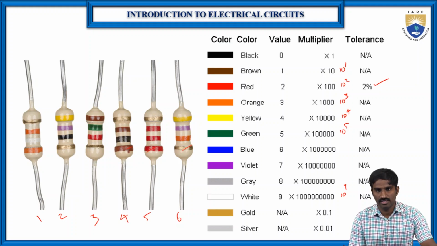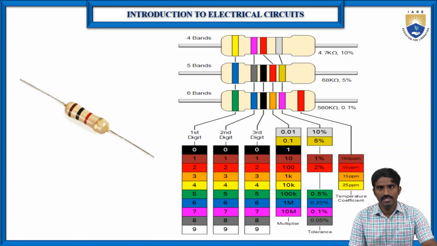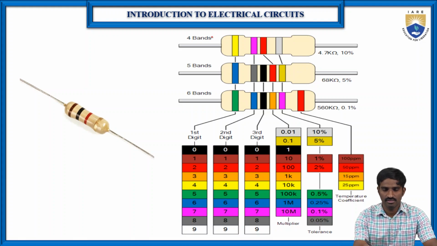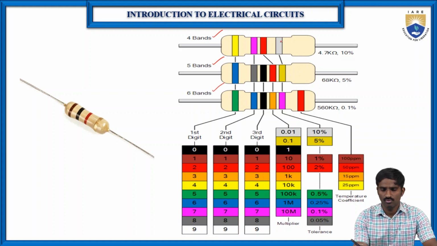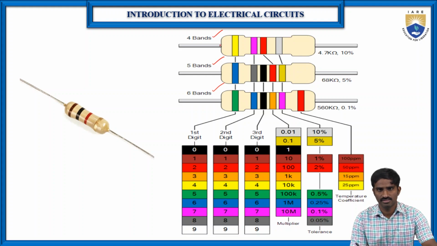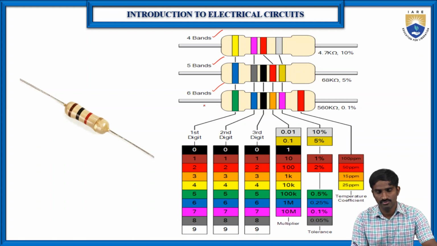Then coming to here, as you can see, these are the three different types of resistors that we can see. The first resistor has 4 color bands, the second resistor has 5 color bands, and the third resistor has 6 color bands. Generally, most popularly, we use the 4 color band resistors only. The 5 and 6 color band resistors we may also use sometimes, and I will let you know about that.